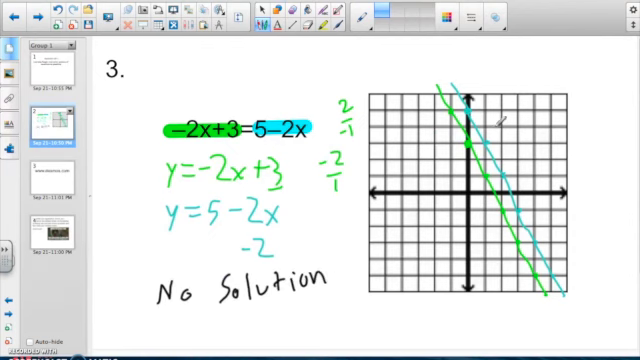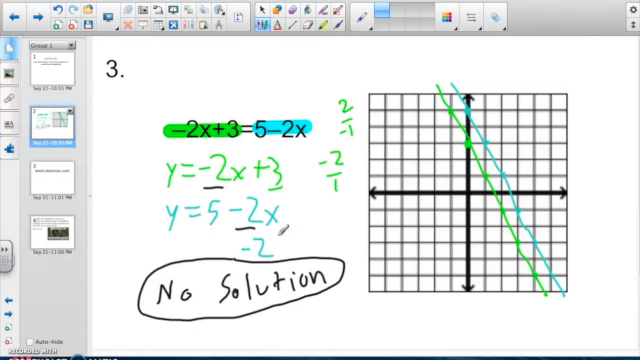Now on your other problems, if you were to graph them and they were not parallel, below it asks you to give the solutions, and your solutions would be wherever these two lines cross. But in this example, our two lines are never going to cross because they have the same slope of negative 2. So the only thing we can say about this is there's no solution. There's no time where these two lines are going to intersect.